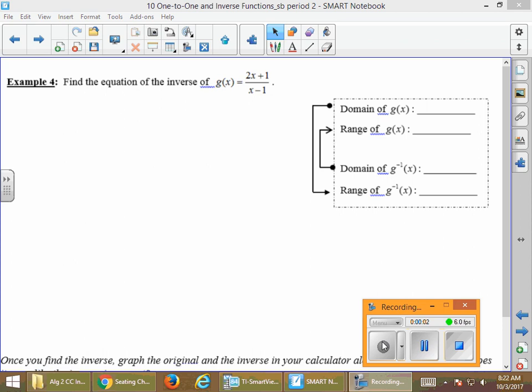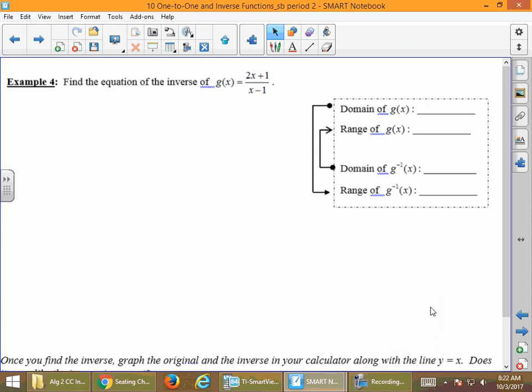This is one-to-one and inverse functions, part 2, finishing the notes. And we left off here with one more: finding the equation of the inverse when there's more than one x in the problem.